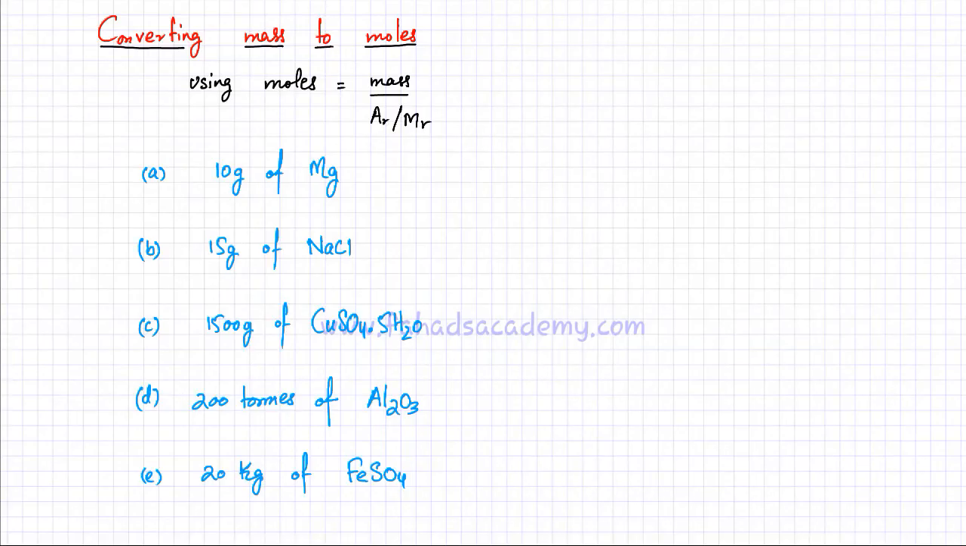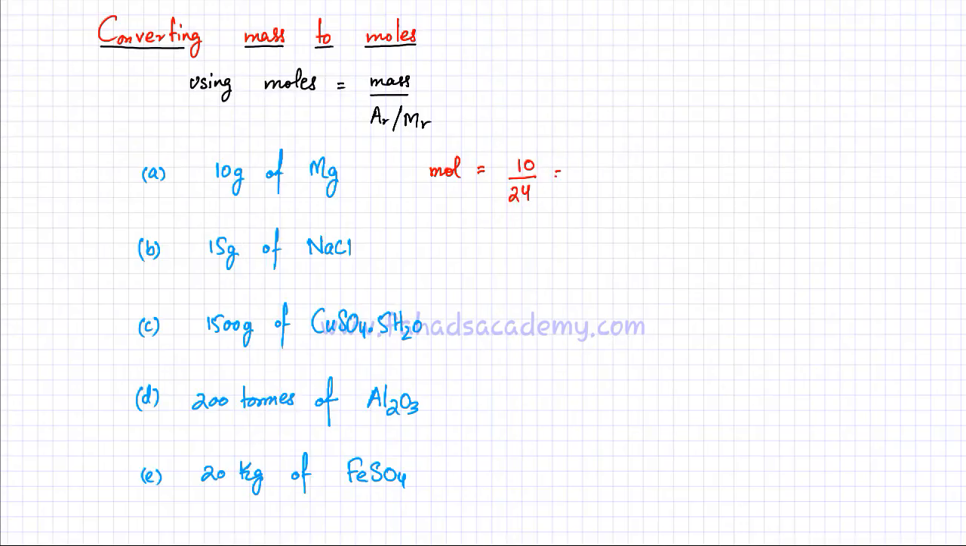We are now going to try and do a few questions to convert a given mass to moles by using the formula moles is equal to mass over Ar or Mr. Starting with the first one, if you have 10 grams of magnesium and I want to figure out the moles of magnesium, I'm going to use the formula moles is equal to mass, which in this case is given as 10, divided by the Ar of magnesium, which in the periodic table is given as 24.